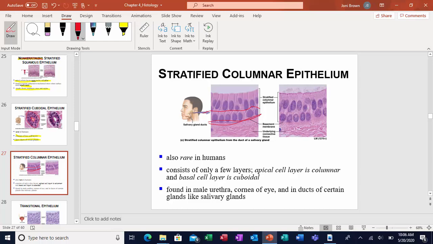But the top layer is going to be the simple columnar looking thing. So it's stratified because it's more than one layer, but the top layer is the one that's columnar. And as I said, it's very rare in humans. You find it in places like the male urethra, the cornea of your eye, and in some of the ducts of your salivary glands. So you don't see as much of it.